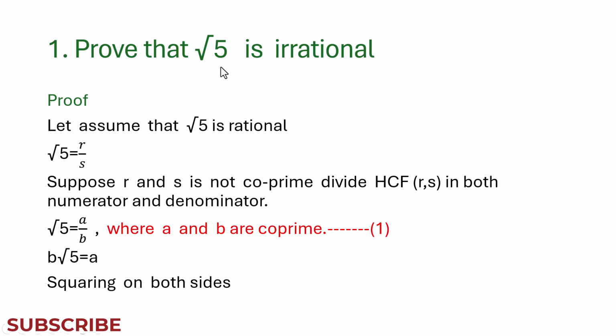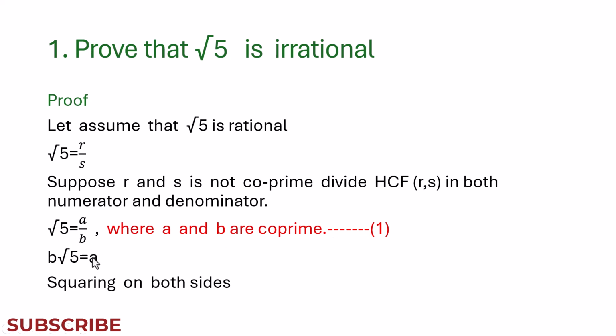Then the first question: prove that root 5 is irrational. This theorem is proved by using proof by contradiction. First, the contradictory assumption: let's assume that root 5 is rational. If root 5 is rational, it can be written in the form r upon s. Suppose r and s are not coprime; divide the highest common factor of r and s in both numerator and denominator. Now we get root 5 is a upon b, where a and b are coprime.